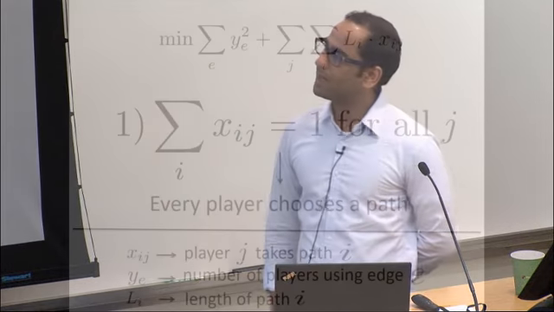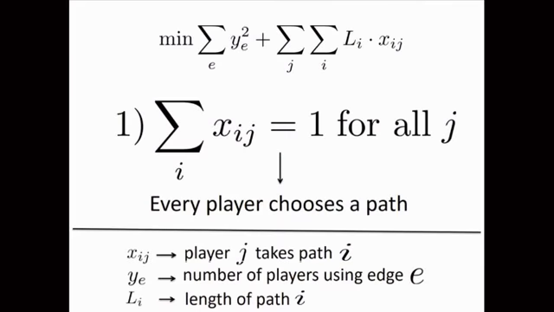Okay, so what are the constraints? Constraints are fairly obvious. xij means that player j is using path I, so there are multiple choices of paths he has. He has to take one of these. So the summation of xij over all I has to be 1, which basically says every player chooses a path.